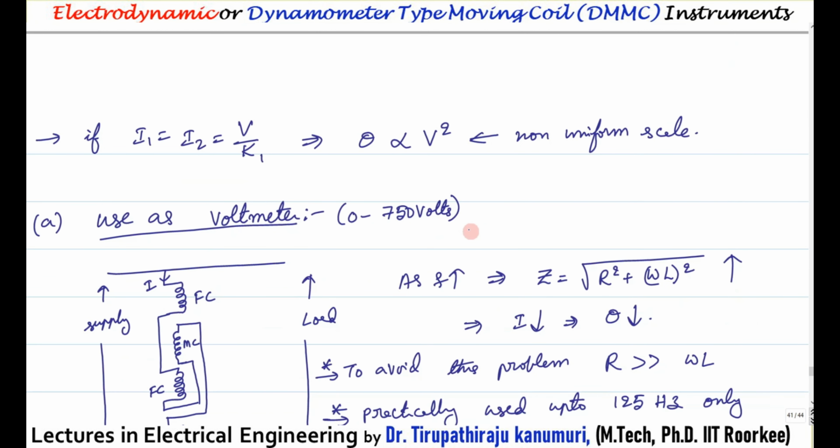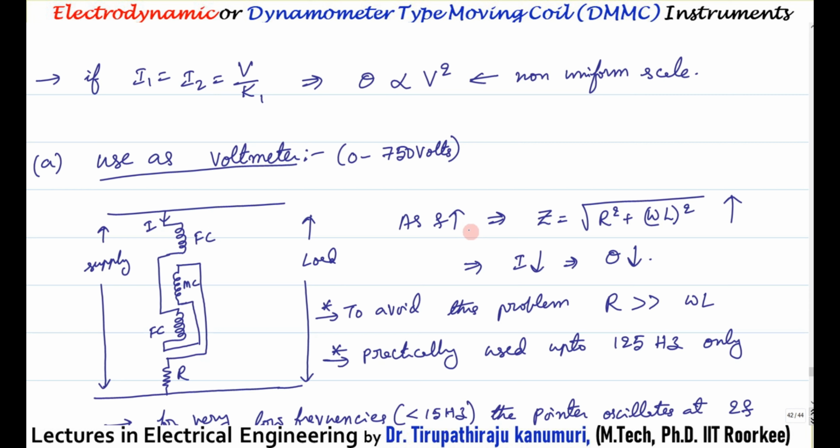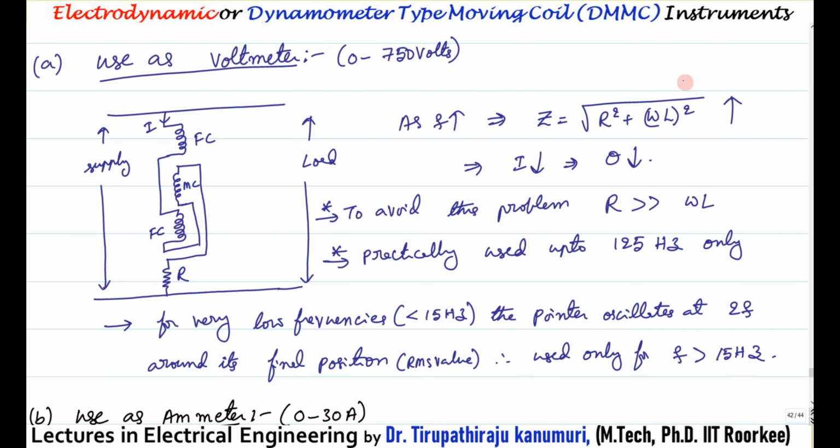Only if you want to measure the voltage or current, it is non-uniform. But if you want to measure the power, it will be uniform only. Similar is the case if both the currents are proportional to the voltage. In that case, the deflection is proportional to voltage square. That means V is proportional to square root of theta. It will have a non-uniform scale again. So let us start the application part one by one, and limitations.